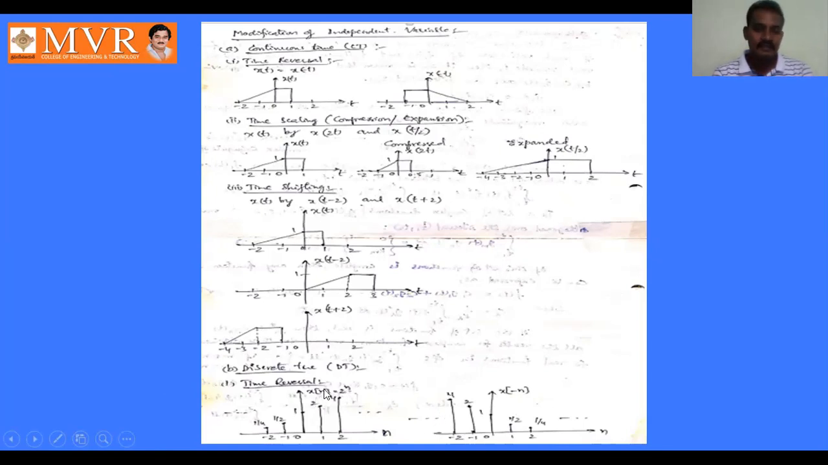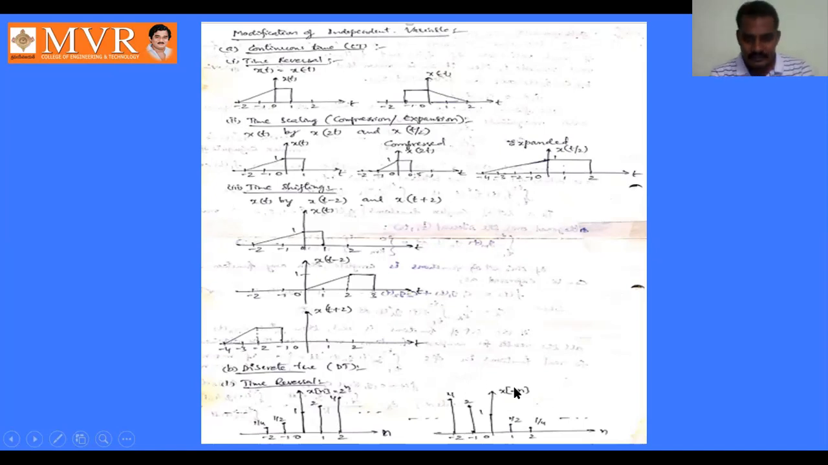Here it is given as x of n equal to 2 power n, located at minus 2, minus 1, 0, 1, 2. So x of 0 equals 2 power 0, which is 1. Similarly, x of 1 is 2 power 1, that is 2. x of 2 is 2 power 2, that is 4. x of minus 1 is 2 power minus 1, that is 1 by 2. x of minus 2 is 2 power minus 2, that is 1 by 4.